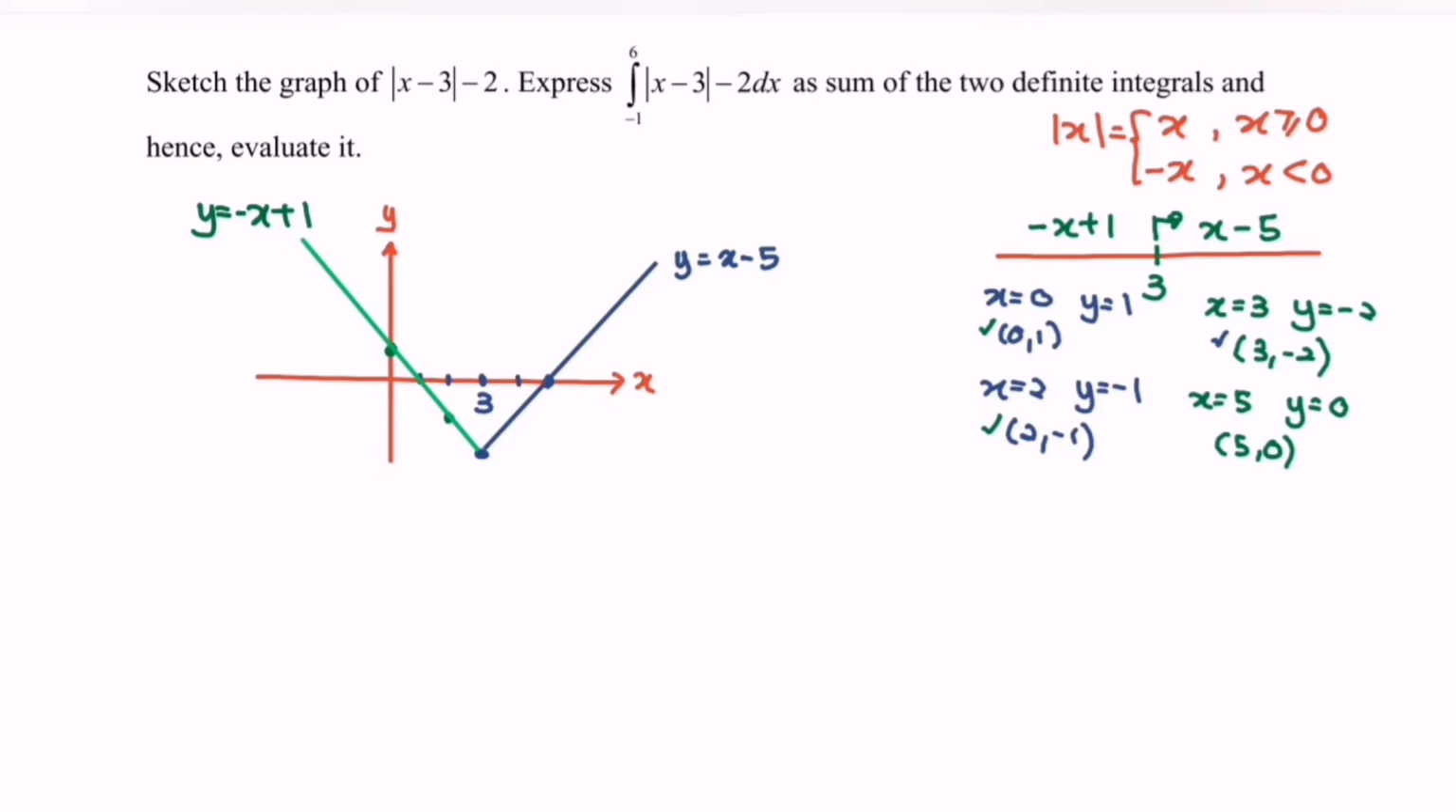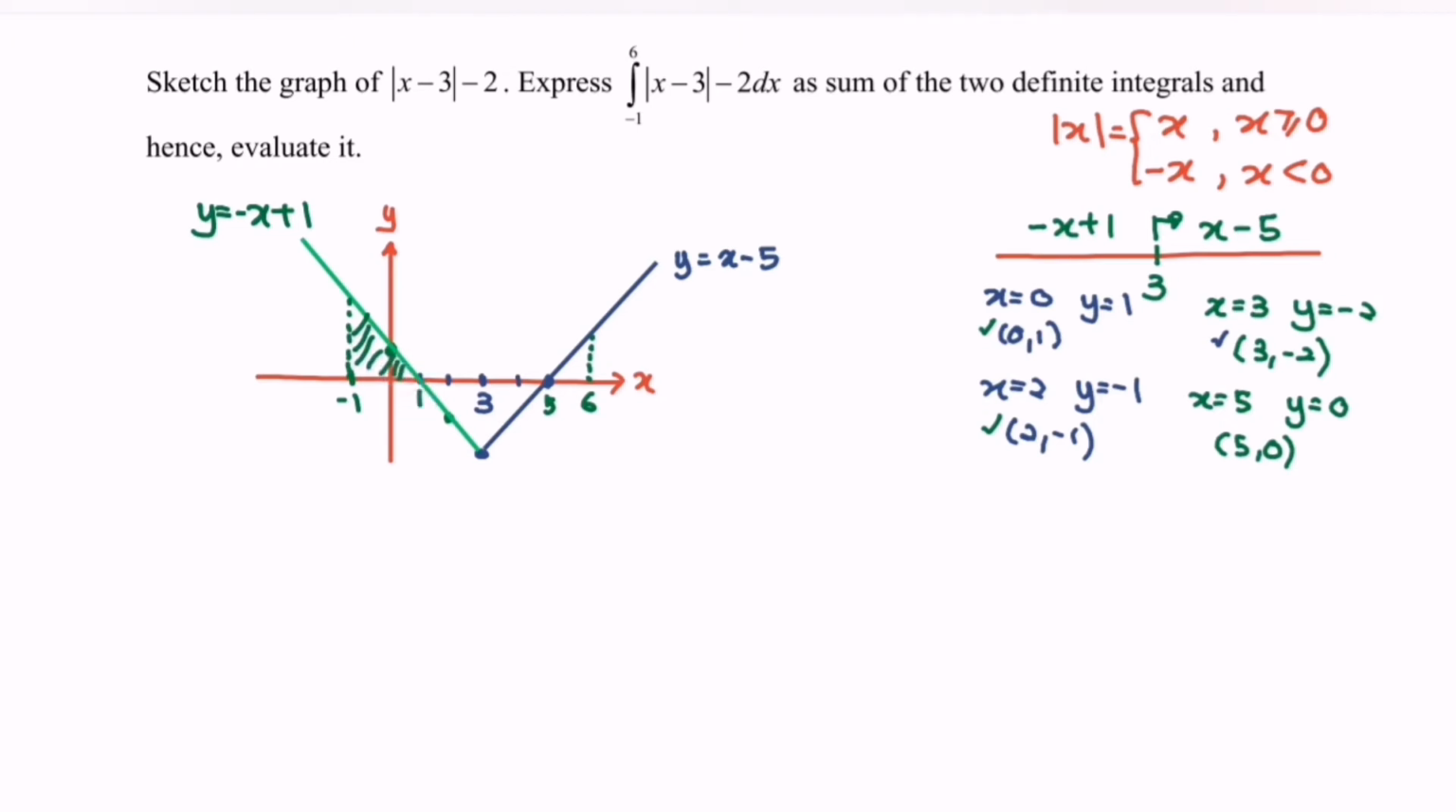Sketch the graph. Next, express the situation as a sum of two definite integrals. So meaning that now we are going to express the situation in the definite integral. So we have negative 1 until 6. Here we will have 5 and the location of 6 will be around here. So kindly shade the region. So here will be the region.